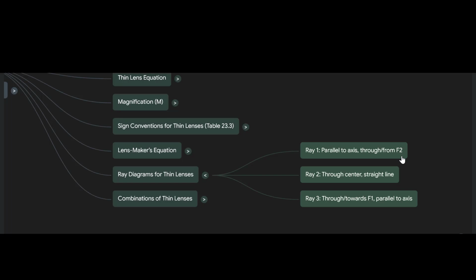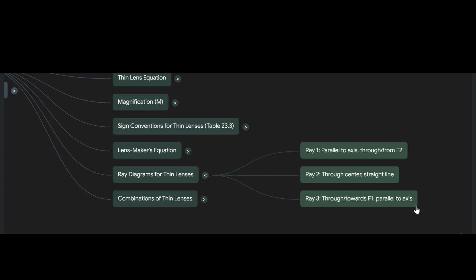Got it. 2, a ray passing right through the center of the lens goes pretty much straight through, undeflected, assuming it's a thin lens. Through the center, keeps going straight. Okay. 3, a ray that goes through the focal point on the near side, the object side, refracts and comes out parallel to the principal axis on the far side.